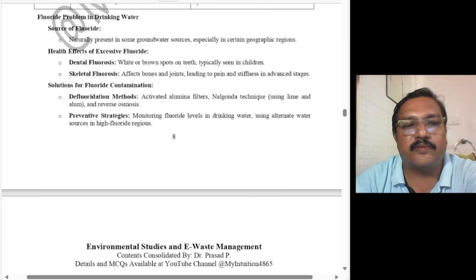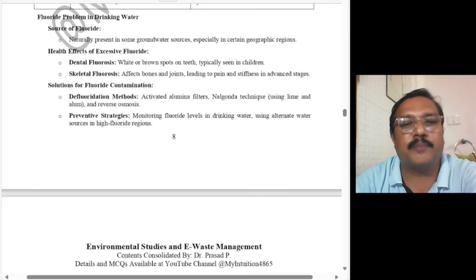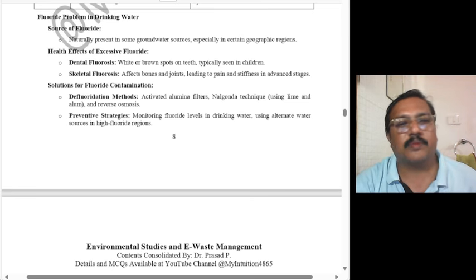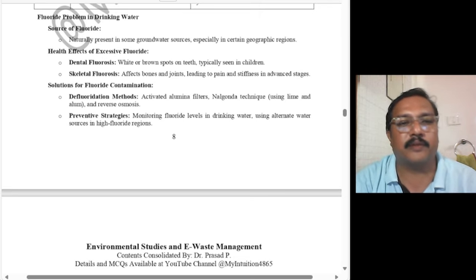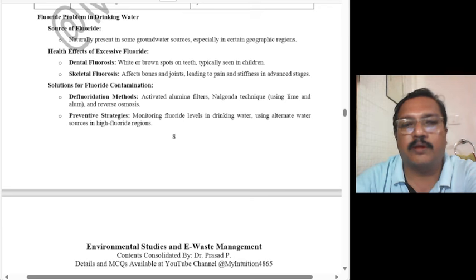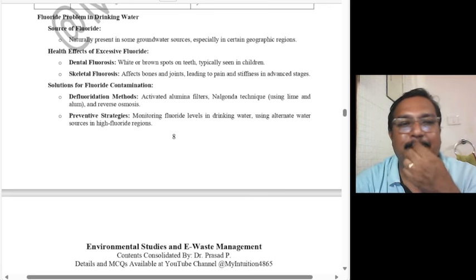Then comes skeletal fluorosis. When fluoride builds up in the bones and joints over time of consuming water containing more fluoride, people with skeletal fluorosis feel pain in the bones or joints, stiffness, or difficulty in moving the joints. It is a serious case. It is more likely to affect adults who have been drinking high-fluoride water for a long time.